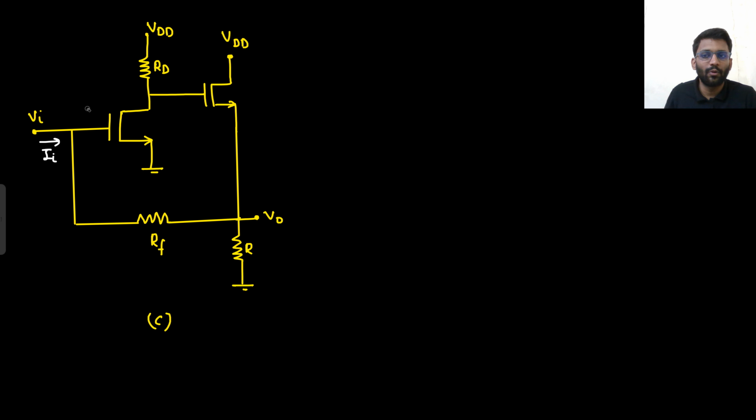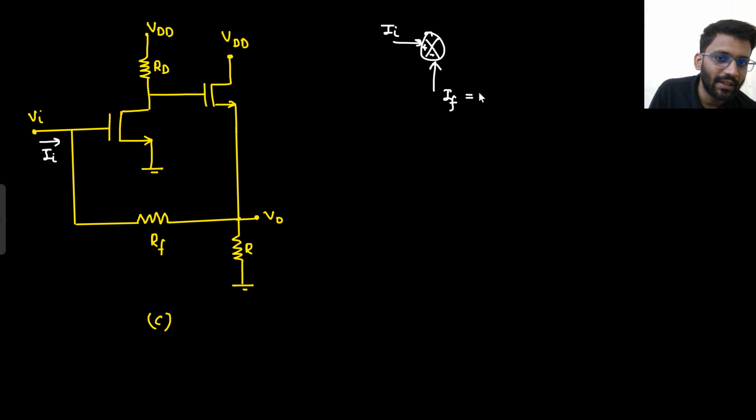So what is happening in the block diagram? In the block diagram, the scene is this. Your In is coming, this is plus, this is minus. Your feedback factor, your If is equal to In only. Here there is 0 ampere current. That's it. This is what is happening here.